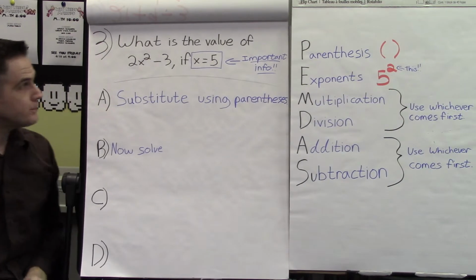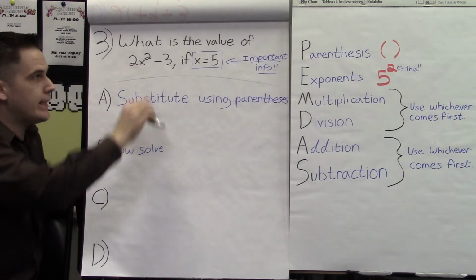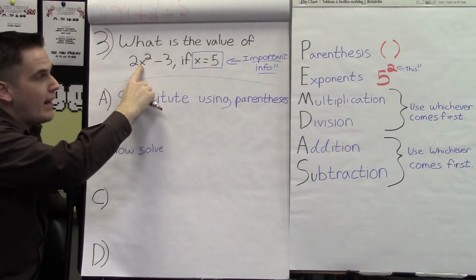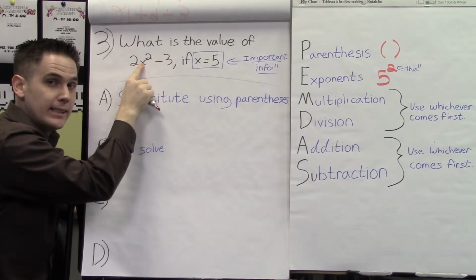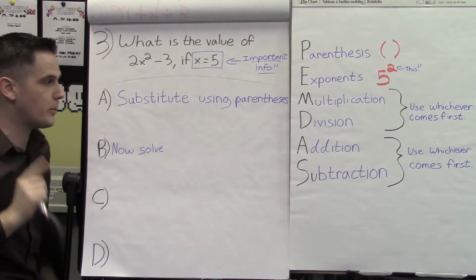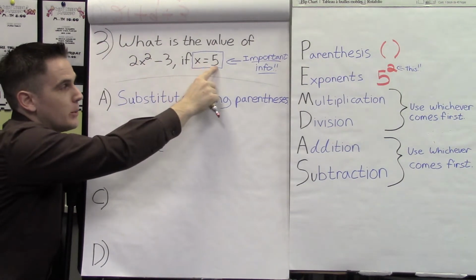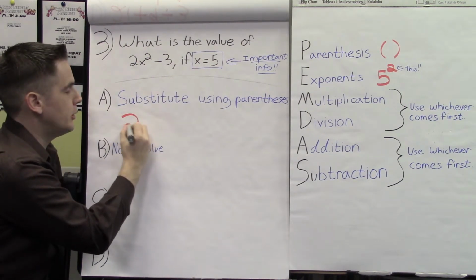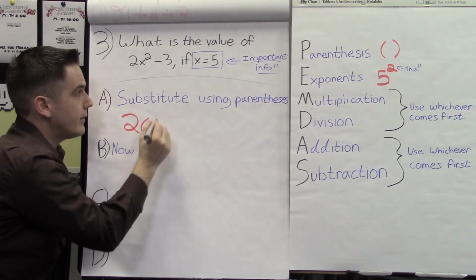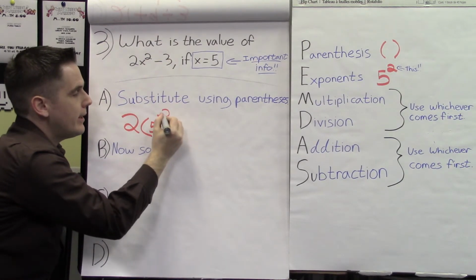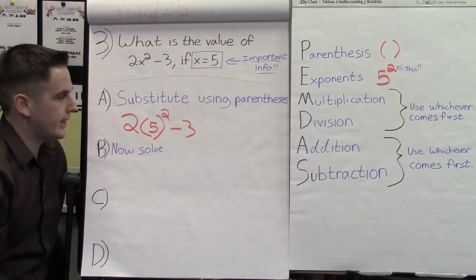So one more example. This is a situation where you have substitution. Don't get freaked out by this variable right here, the x. That just means, in this problem, you're just going to substitute, because they're telling you what x is. So that x is not a reason to be worried about. So here's what you do. Substitute using parentheses. What is the value of 2x squared minus 3 if x equals 5? 2 parentheses. x equals 5, so I'm going to put a 5 here. This exponent doesn't go anywhere. Minus 3. Now, solve using PEMDAS.